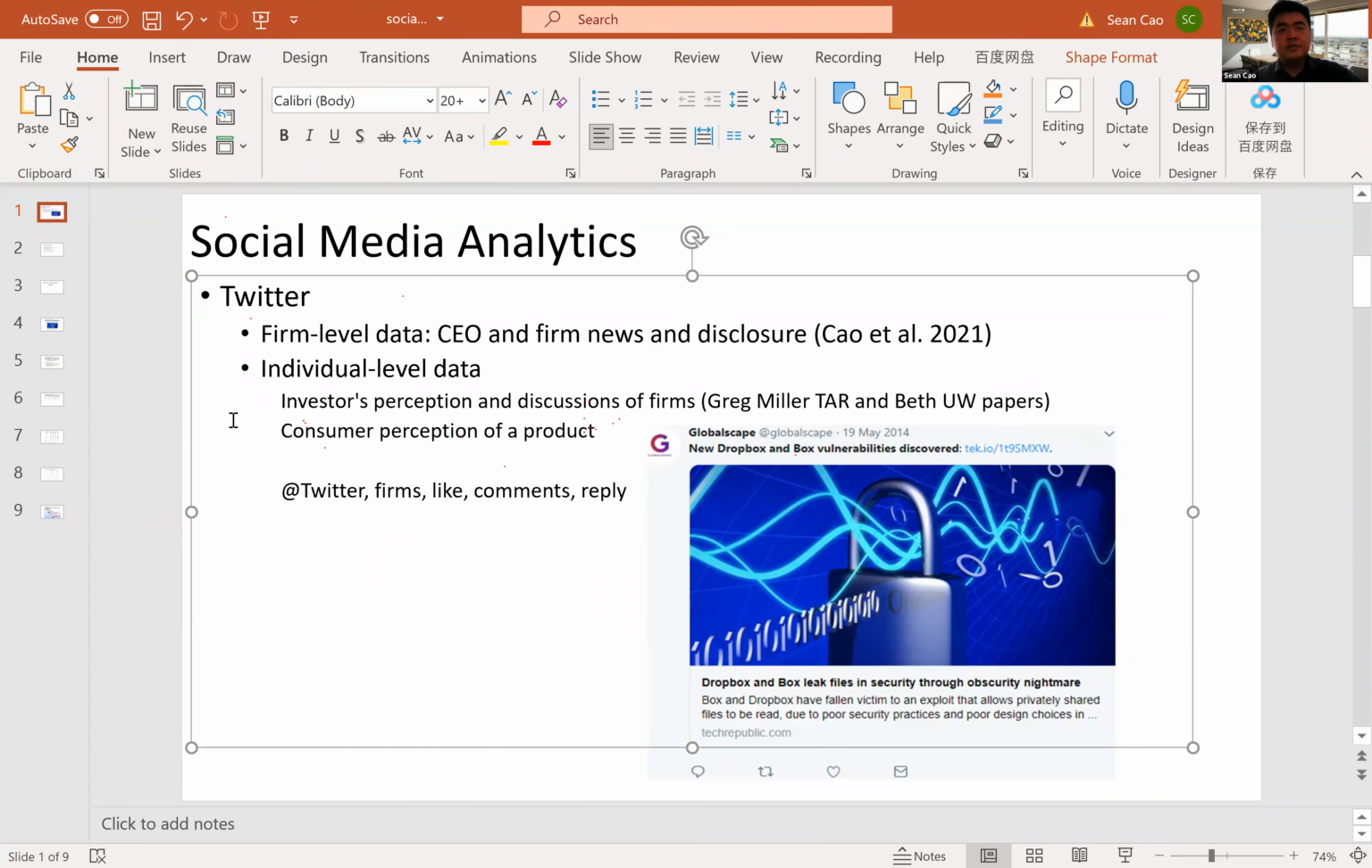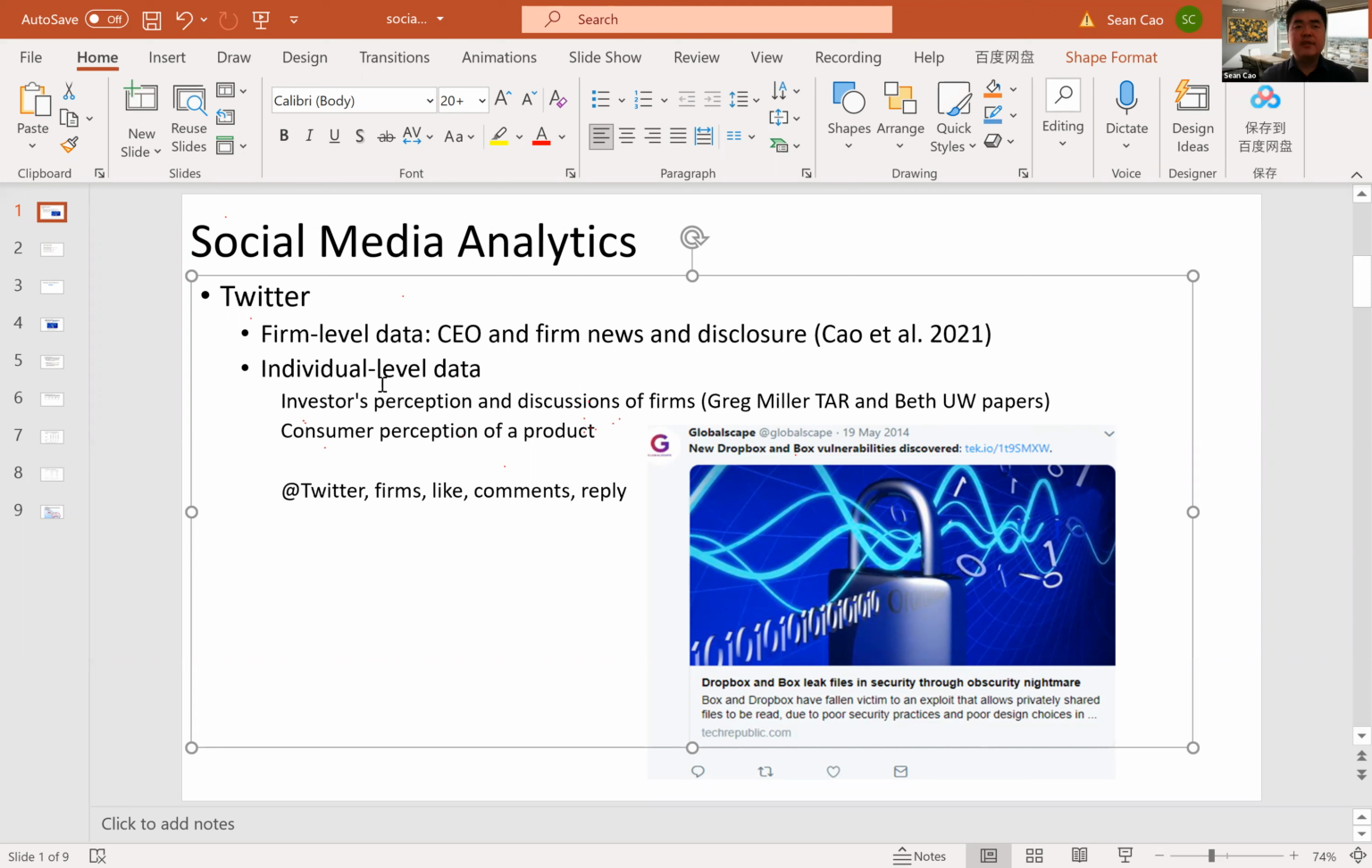Overall, on Twitter you can find two types of information. You can find information about organizations, about the Dropbox product, about Globescape, which cares about Dropbox. This is organizational information. You can also find individual level data, like your posts and my posts on Twitter. From the individual data, you can get investors' opinions on everything: on the firm, on the stock market, on the future economics. Maybe you can even find investor opinions about this class, like they like this textual analysis class. You can also find consumers' opinions on products, on everything, right?